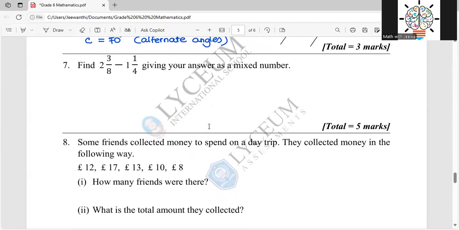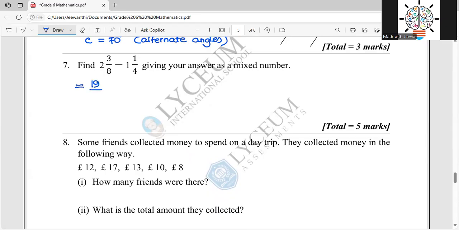You want to keep the final answer as a mixed number. First of all, we will solve this. How can we do this? This is a mixed number now. First of all, we want to convert that to 3 over 8. 8 times 2, 16. 16 plus 3, 19 over 8.